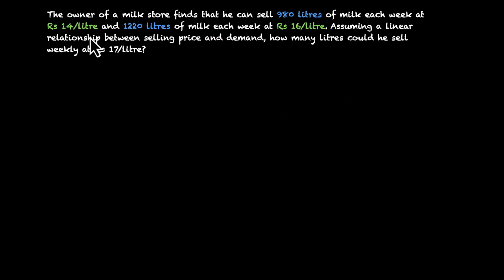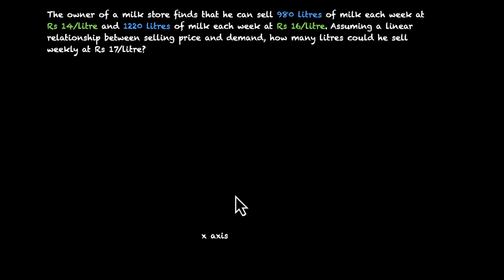Let's solve one more. The owner of a milk store finds that he can sell 980 liters of milk each week at rupees 14 per liter and 1220 liters of milk each week at rupees 16 per liter. Assuming a linear relationship between selling price and demand, how many liters could he sell weekly at rupees 17 per liter? Pause the video, think about it. Okay, so when the rate was 14 per liter, the owner sold 980 liters. When he charged 16, he was able to sell more, that's 1220. So if he's selling at rupees 17 per liter and if the relationship is linear, this means the owner would be able to sell more than 1220 liters.